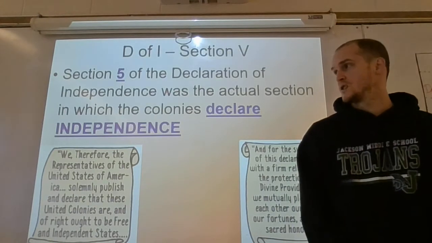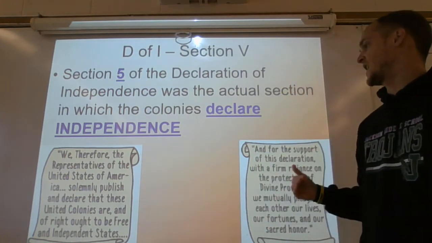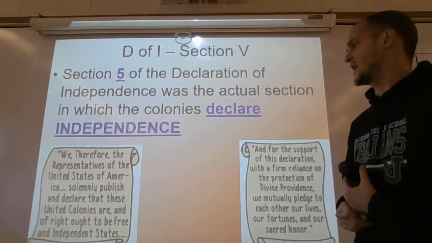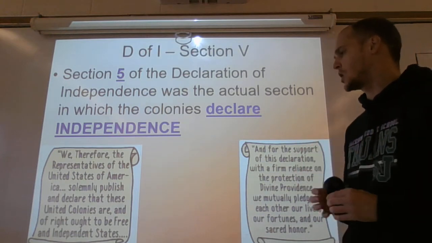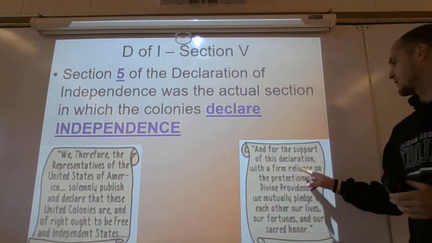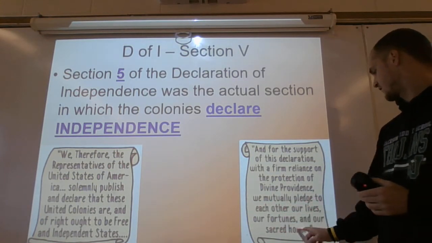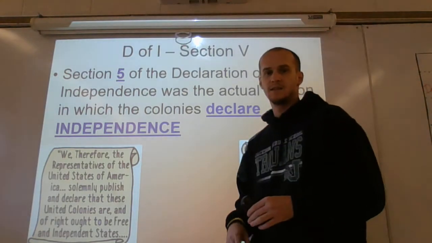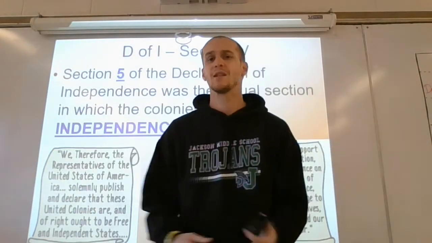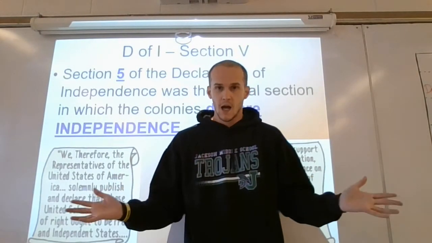Section 5 of the Declaration of Independence was the actual section in which the colonies declare their independence. This is when they decide they are going to be independent. We, therefore, the representatives of the United States of America, solemnly publish and declare that these united colonies are, and of right ought to be, free and independent states, and for the support of this declaration with a firm reliance on the protection of divine providence, we mutually pledge to each other our lives, our fortunes, and our sacred honor. Section 5 is when they say, yeah, we're done. And the Declaration of Independence is, in this way, the most famous breakup letter of all time.